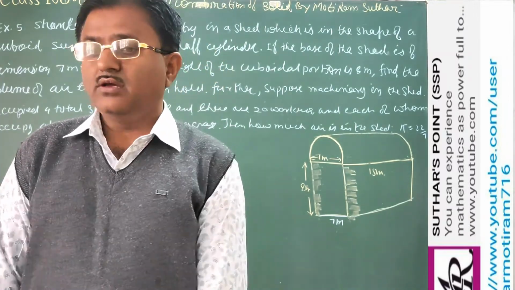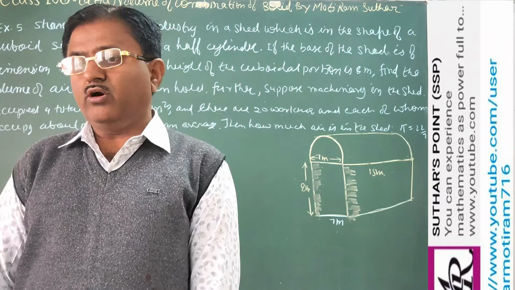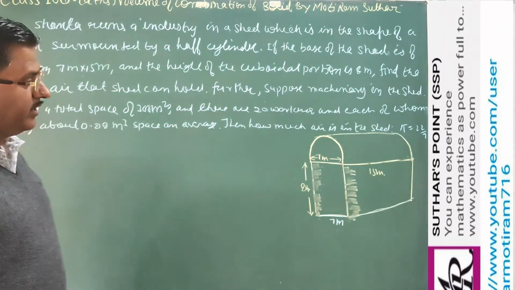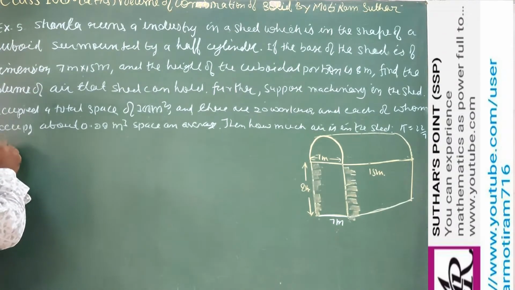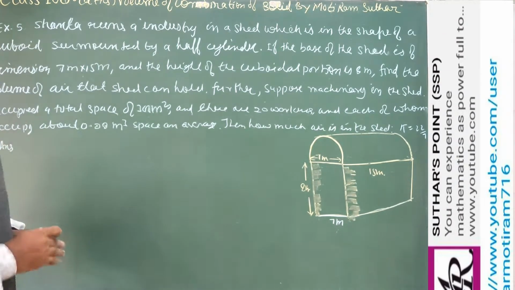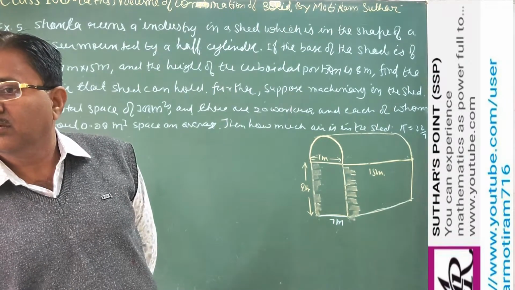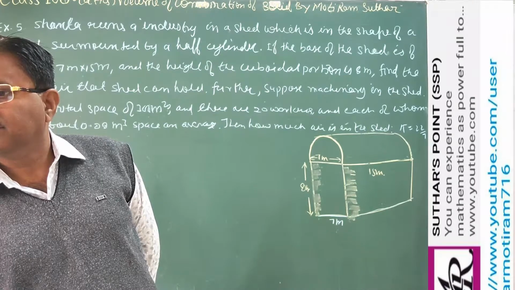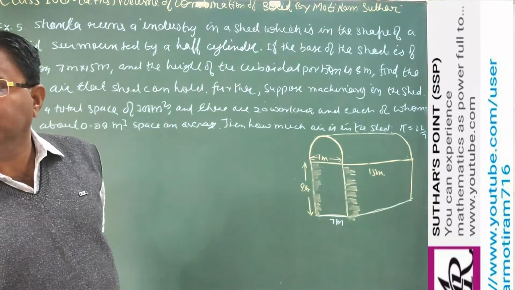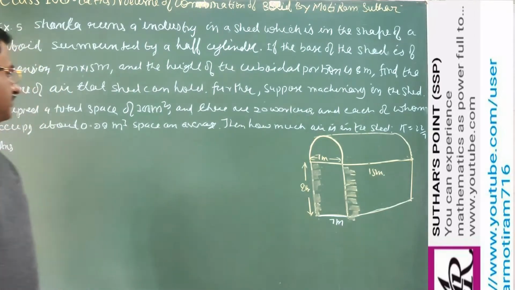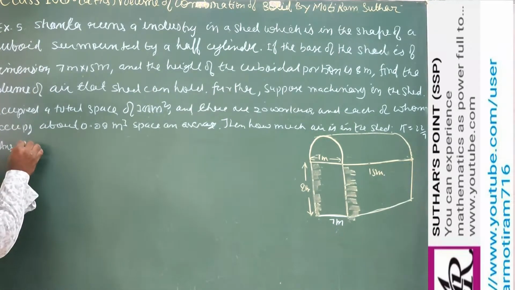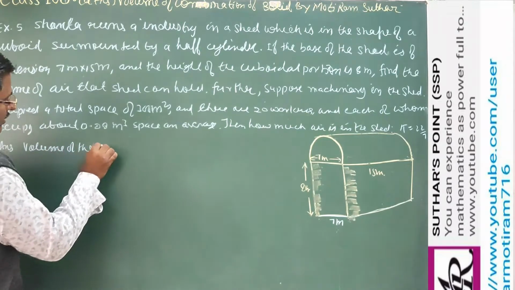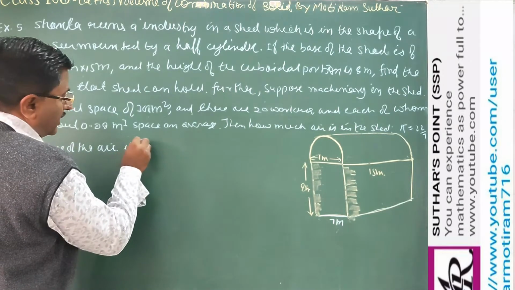You have to take only the volume of the cuboid and the volume of the half cylinder. So the volume of air inside, the answer says, here we write: volume of the air in the shed.